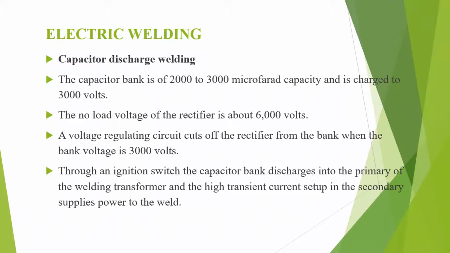A voltage regulating circuit cuts off the rectifier from the bank when the bank voltage is 3000 volts. Using an ignitron switch, the capacitor bank discharges into the primary of the welding transformer and the high transient current set up in the secondary supplies power to the weld.